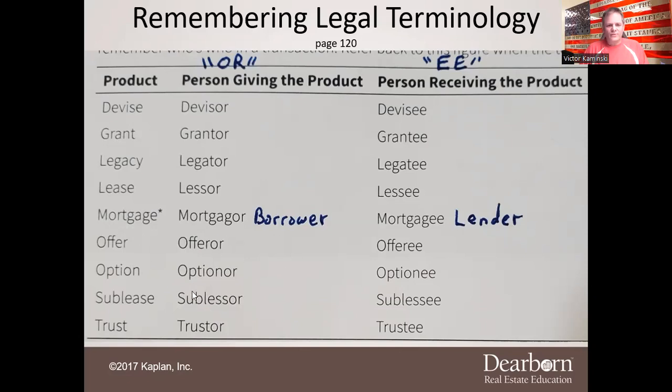We don't need to go through the rest of this list, but basically you guys get it. This is the guide that shows you the words that end in OR is the person who's giving whatever the root word is. The only one that's difficult to understand is probably mortgage. For most people, it's the opposite person from what you think, because most people think the mortgagor is the bank, the lender who's lending them the money. When in fact, the mortgage is not a loan. It's actually a promise to pay. So it's the borrower who's given the money.